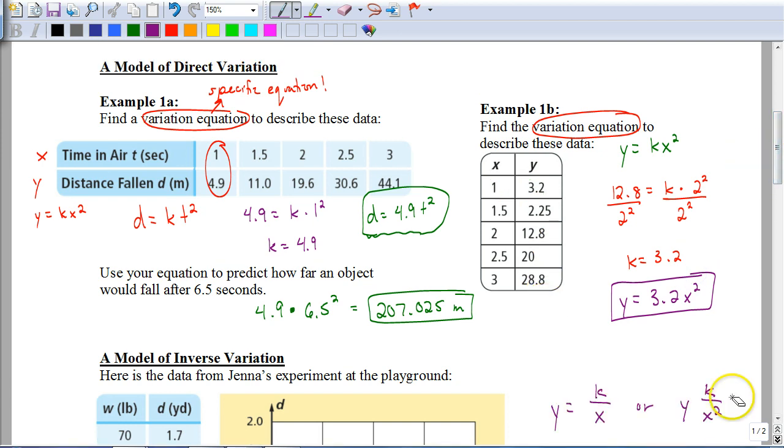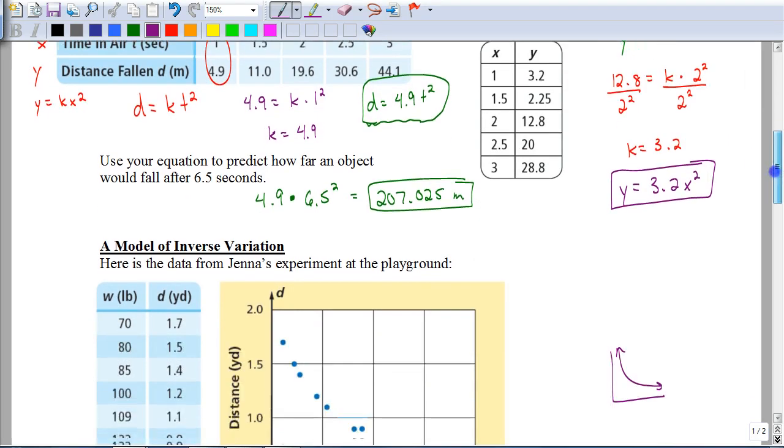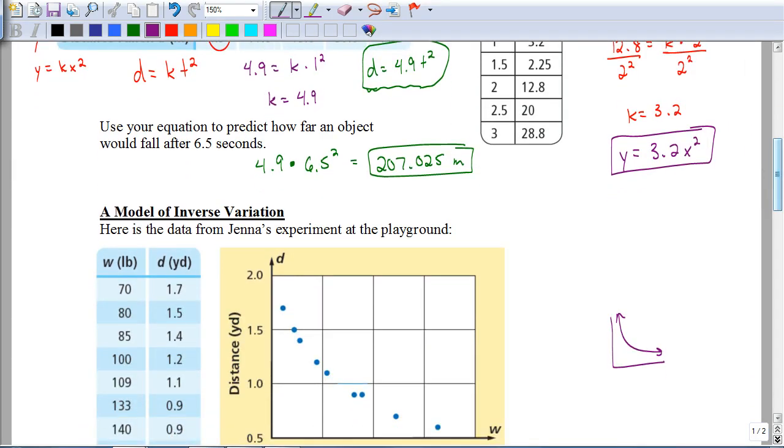Okay, so the program I use limits me to only 15 minutes at a time. So I'm going to actually have to stop this video. But watch the next video to see how to do problems involving inverse variation. So we'll be looking at that in a minute.